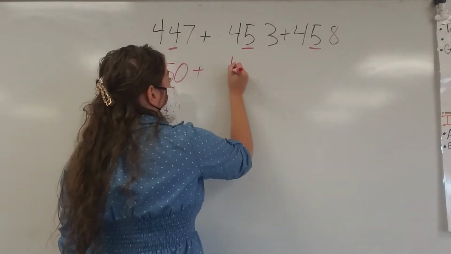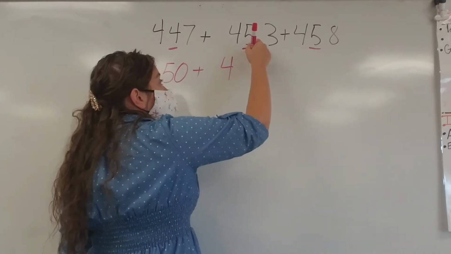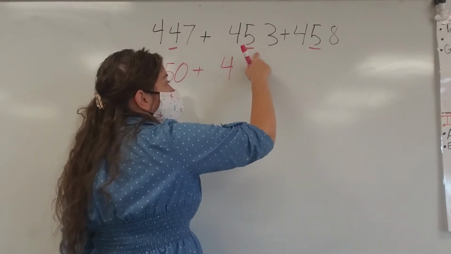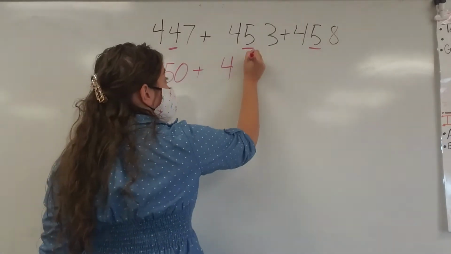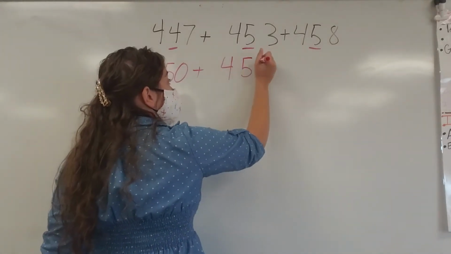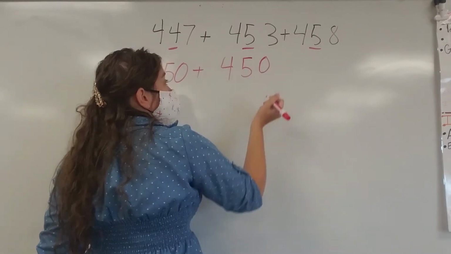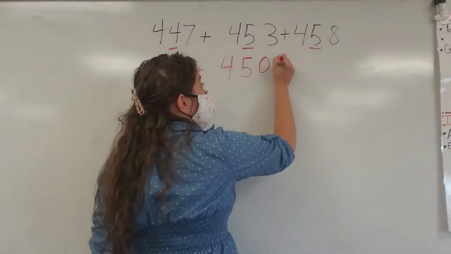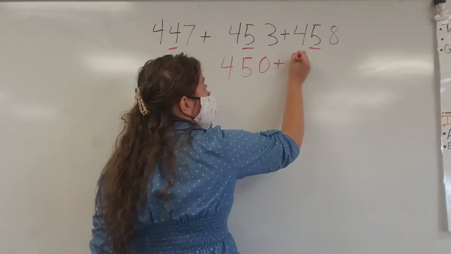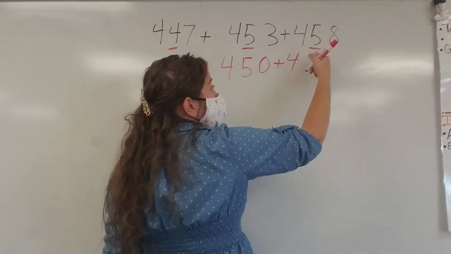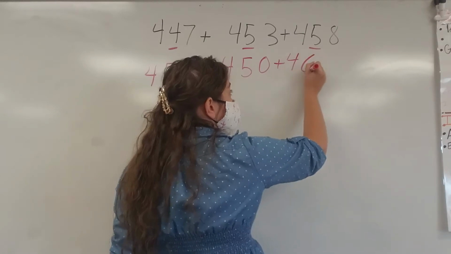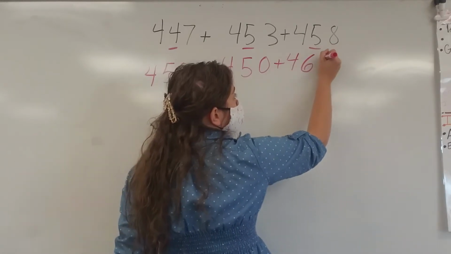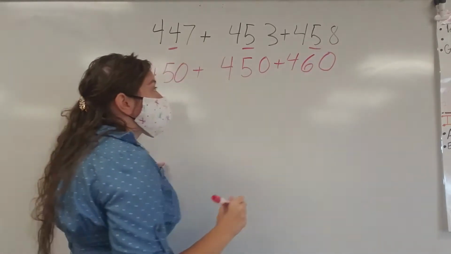Now we're keeping our front number, our 4. Now we're looking at this 5. Are we going to go up or down? Down. We're going to keep it a 5. And anything after it becomes a 0. Now we're going to keep our 4. And we're looking at our 5. Are we going to go up or down? Up, and it becomes a 6. Anything after it becomes a 0.